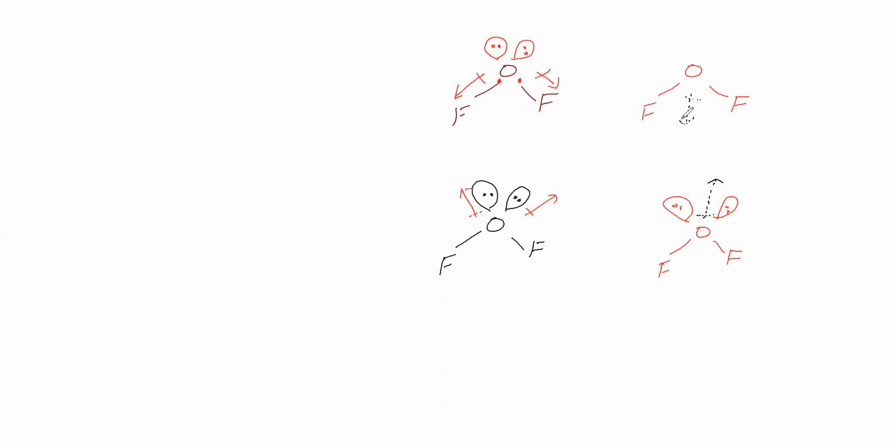This resultant dipole moment and that resultant dipole moment may not have the same magnitude. Therefore, this molecule has a dipole moment. Therefore, this molecule is called a polar molecule, and the bond is called a polar bond. Let us compare this dipole moment with water. We are comparing the dipole moment of OF2 with water.